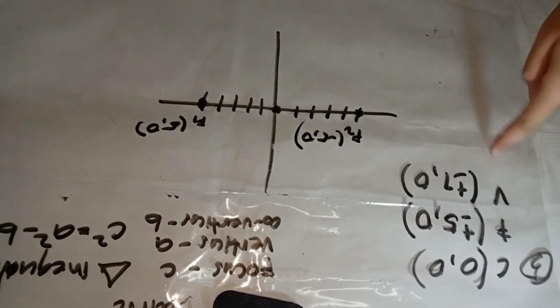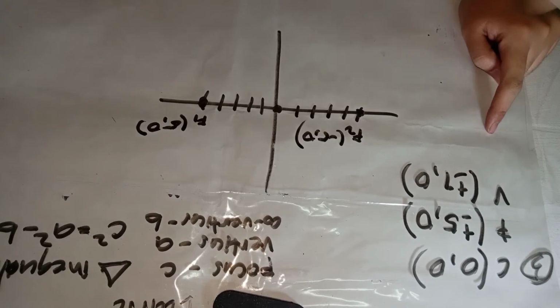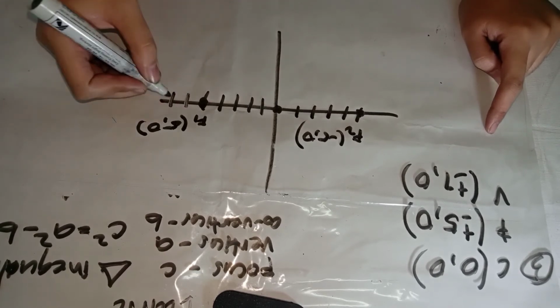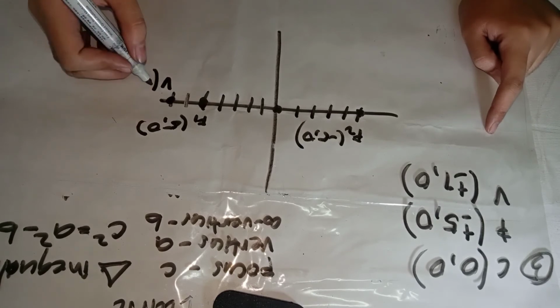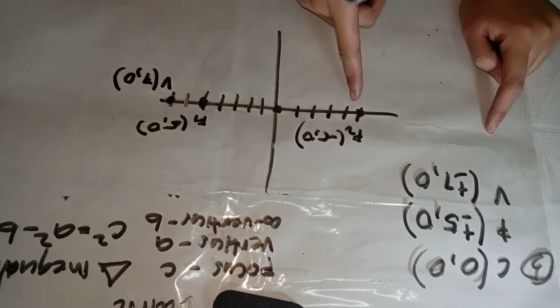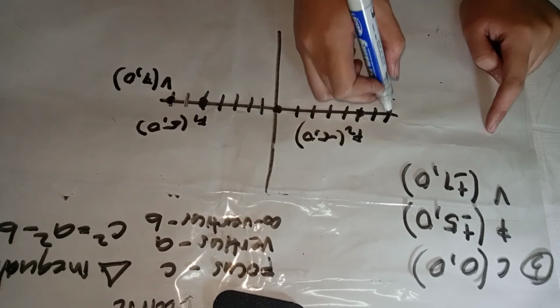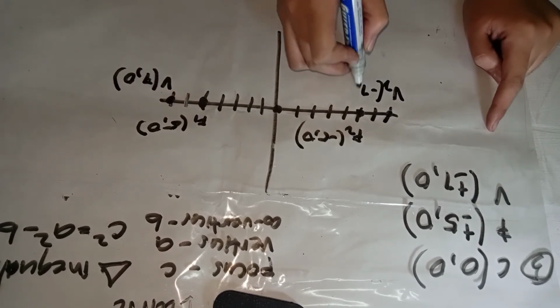Okay, next. Vertex. Vertex is positive, negative 7. So, positive, negative 7. Let's count, 5, 6, 7. So, here is your vertex. Is positive 7, 0, and also with negative 7. So let's add 2. So this will be your vertex V2, negative 7, 0.